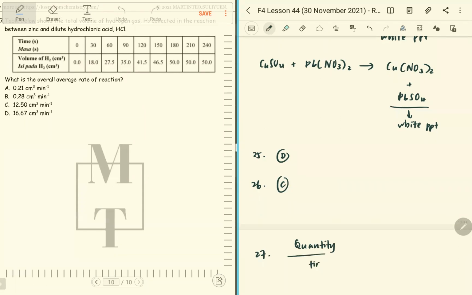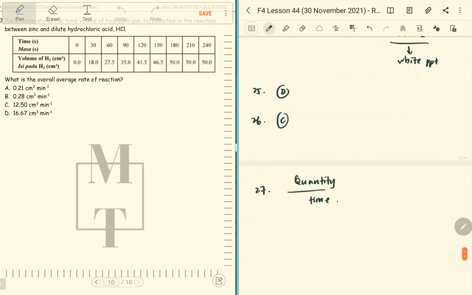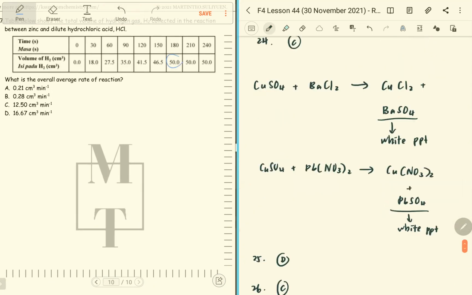When you're given this table, you should be very, very careful because first of all, you need to know which quantity to choose. The maximum quantity you have is 50. So this one is not too difficult. Because they are mentioning overall, it means you're taking the one that's ending. So you are taking the maximum, which is 50.